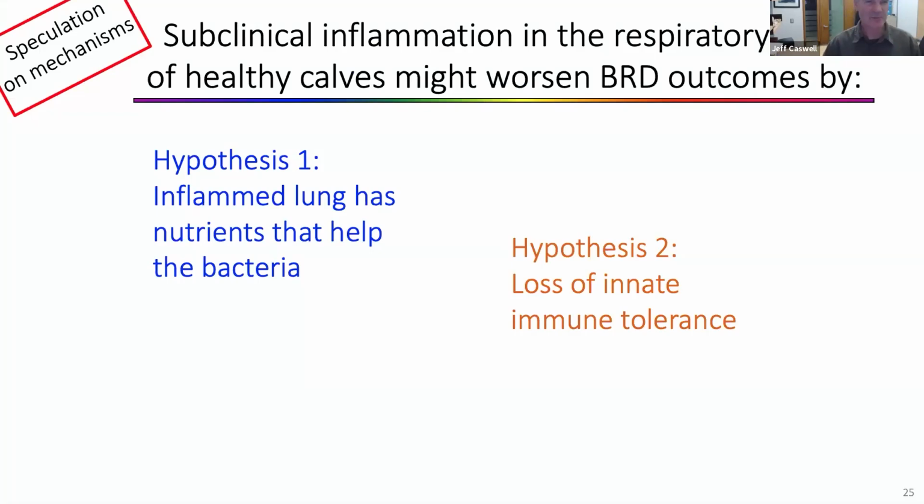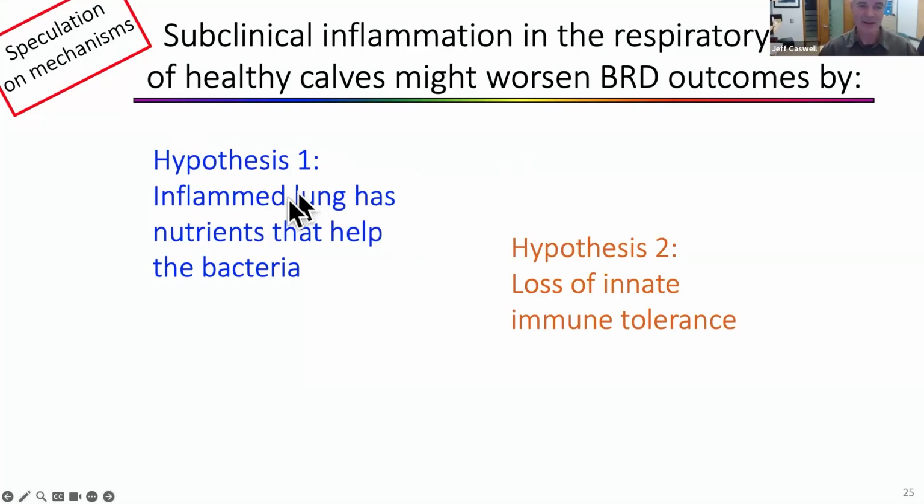The last part I wanted just briefly to mention is kind of how we think this might happen. This is pure speculation on our part. And we do have some other hypotheses or some other ideas, but these are the two main ones, and I didn't want to make it too complicated.